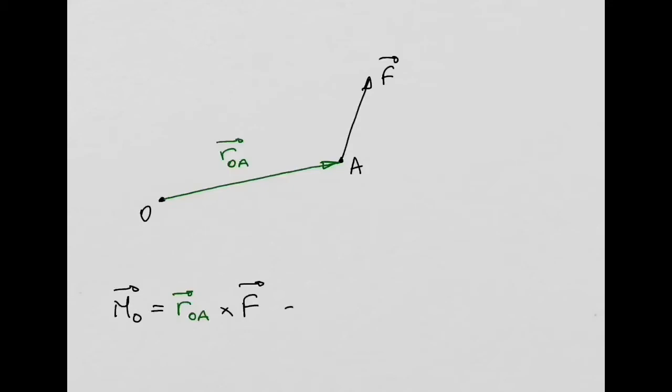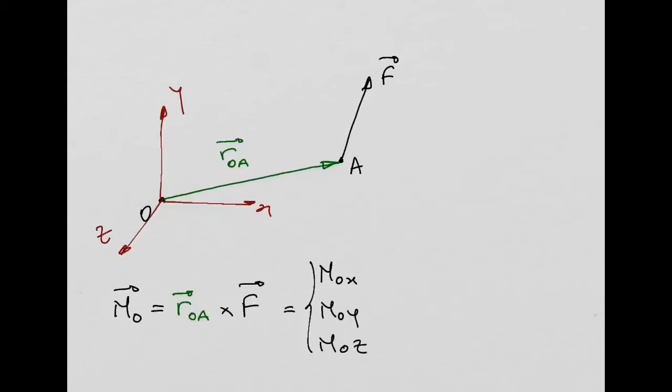And then the result, so imagine if this is a problem in 3D, in 3 dimensions. For example, you have these 3 axes. The result of this moment is going to be a vector with a component in the x direction, a component in the y direction, and a component in the z direction.